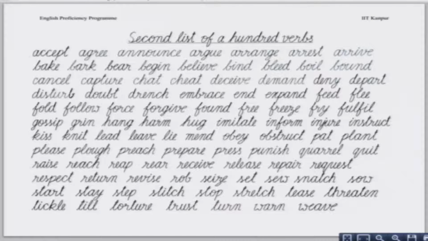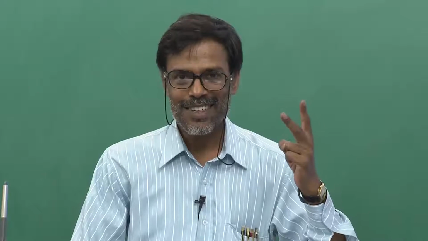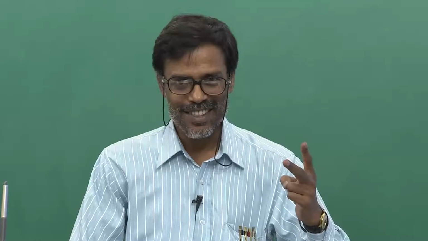Just read the first line. Accept, agree, announce, argue, arrange, arrest, arrive. From this point onwards, I will introduce a rule that when we study verbs, the person who is reading out the verbs, after reading a verb, will wait, and some of the others will tell its meaning. We typically want two kinds of meanings: one in English and the other in CLL, that is in Hindi.